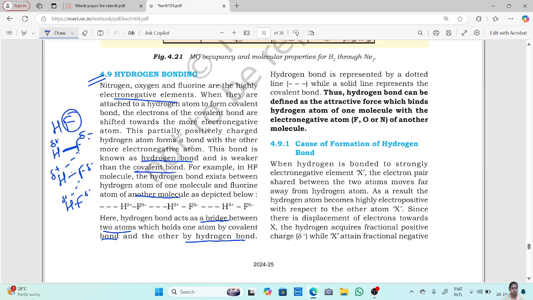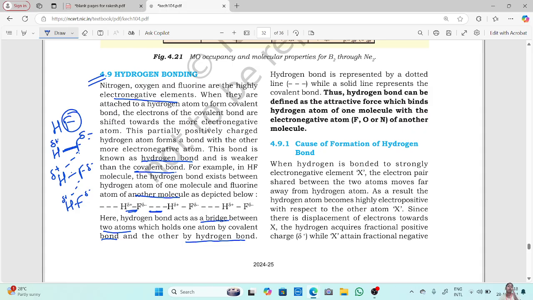So here this solid line represents your covalent bond, whereas your dotted line represents your hydrogen bond. Thus, hydrogen bond can be defined as the attractive force which binds the hydrogen atom of one molecule with the electronegative atom, that is fluorine, nitrogen or oxygen, of another molecule.